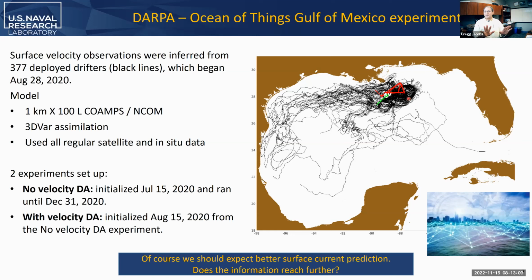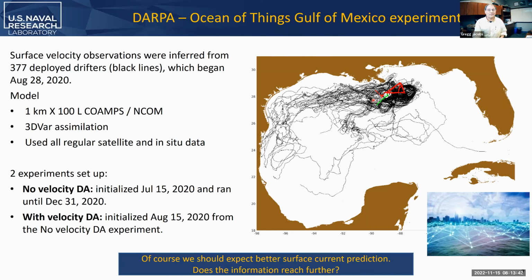We set up 2 model experiments. Both those model experiments are assimilating all the regular data. By that, I mean all the satellite sea surface height, sea surface temperature, all the in situ regular data. And one of those experiments was assimilating the velocity inferred from those drifters. You see those 2 colored lines in the picture on the top right? Those are 2 gliders that were out during the same time. And we kept those out from the assimilation to reserve them as independent data for evaluating the effects of the velocity assimilation.